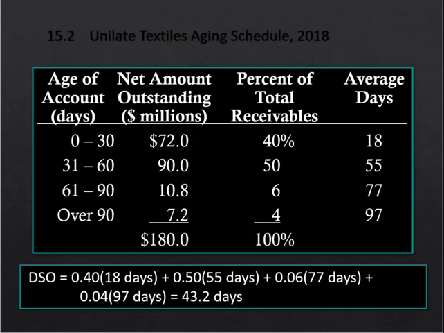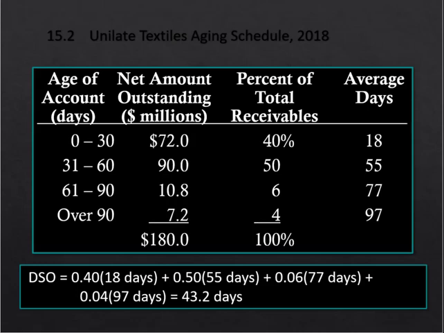And for the 61 to 90s, I'd be actively working to see whether there's been a change in the condition of the company, whether there's an issue with the invoice, etc. But you can see in this particular case, the average days outstanding for each tranche or each group. And so the DSO: 40% is at 18 days average, 50% is at 55 days average, 6% is at 77 days average, 4% is at 97 days average, for a day sales outstanding of 43.2 days, which again, as we talked about, we'd like to be closer to 30.